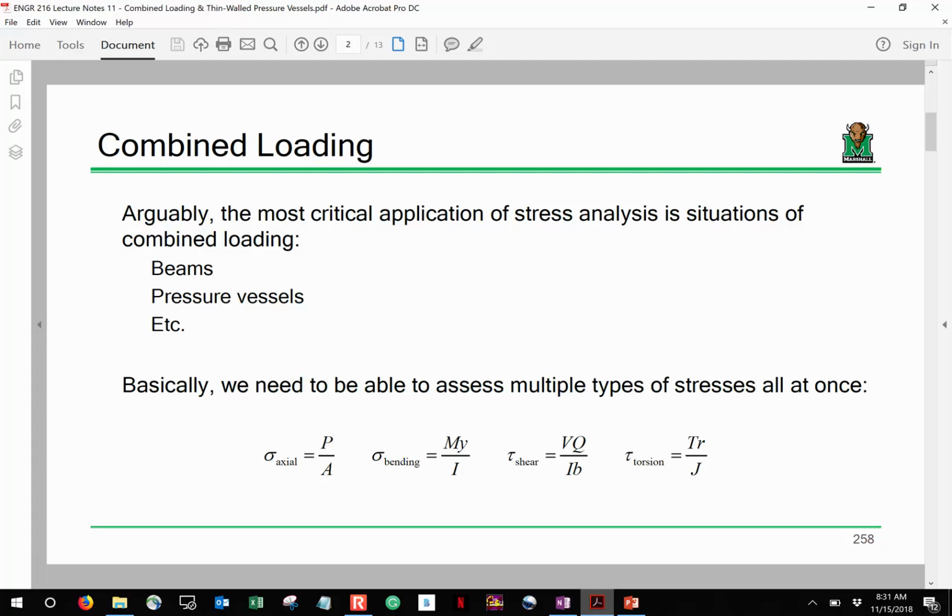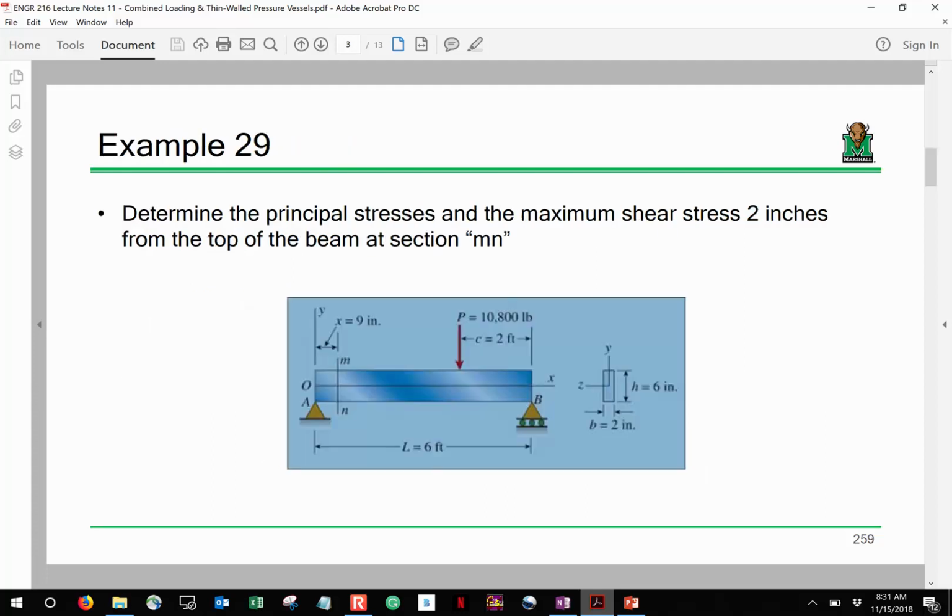In other words, we know how to assess a shaft, let's say, subjected to torsion. What happens if that shaft is subjected to torsion and it's being bent, and it's being sheared, and it's being subjected to an axial load? How do you handle all of those at the same time? So I have two examples looking at that.